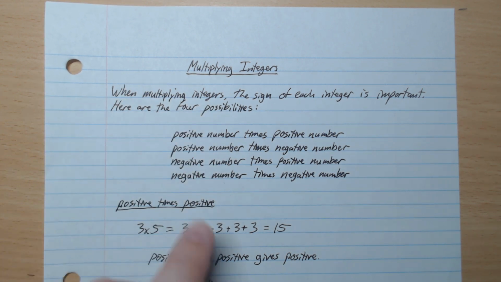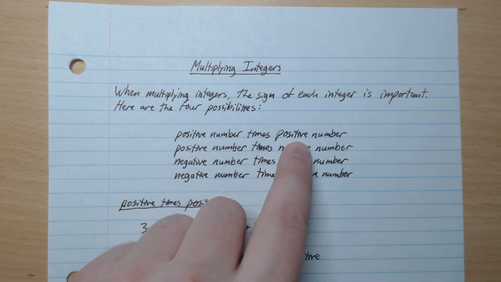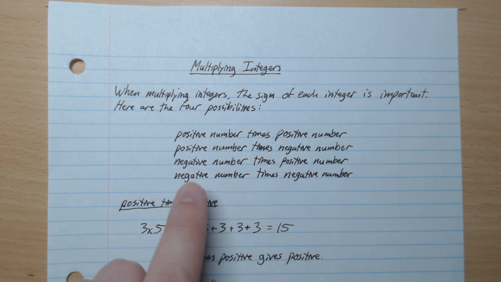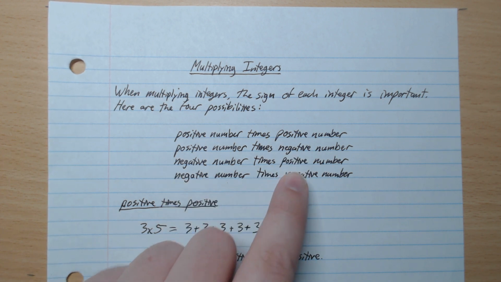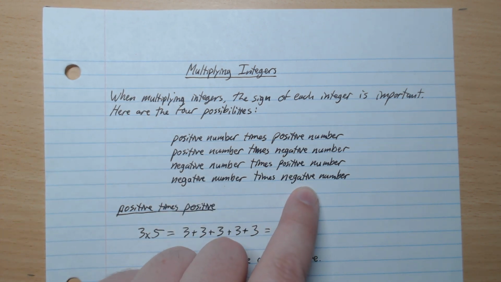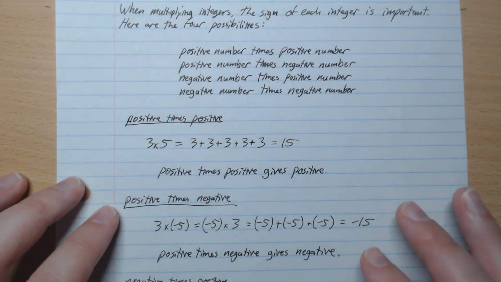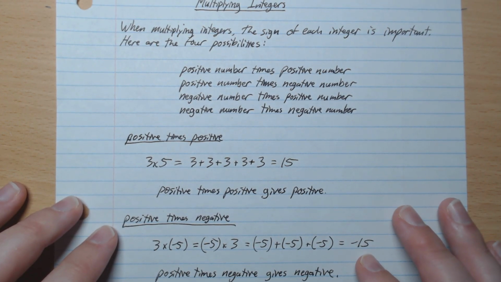And there's four possibilities. Positive number times positive number, positive times negative, negative times positive, and then negative times negative, like that. And so we're going to look through each of the four possibilities and then summarize that at the end. So let's look at the first one, positive times positive.